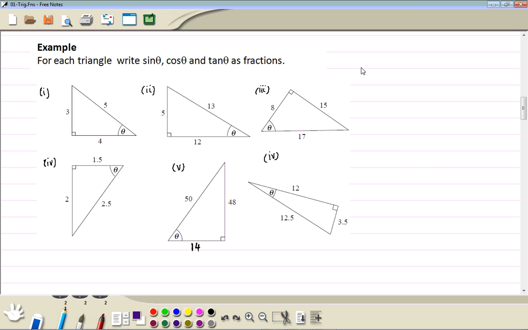For number 1, sine theta is opposite divided by hypotenuse, so 3/5. Cosine theta is the adjacent divided by hypotenuse, so 4/5. Tan is opposite divided by adjacent, so 3/4.